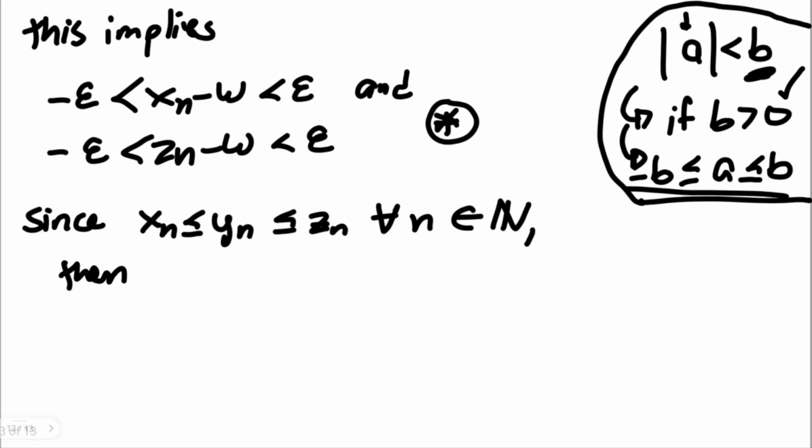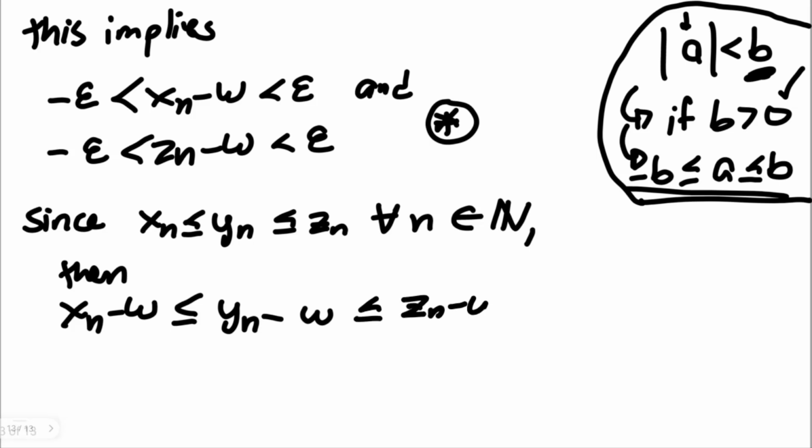Then we subtract w, which is the limit that we described earlier, from all of these terms. Take note, this is one of the properties of inequality: once you add or subtract something on one part, do the same thing for all, and it will not change the inequality. So with that, this is our double asterisk. Hopefully this is clear now.